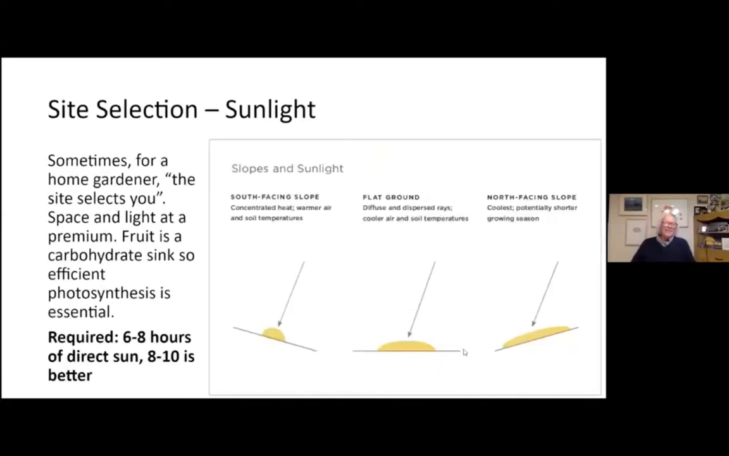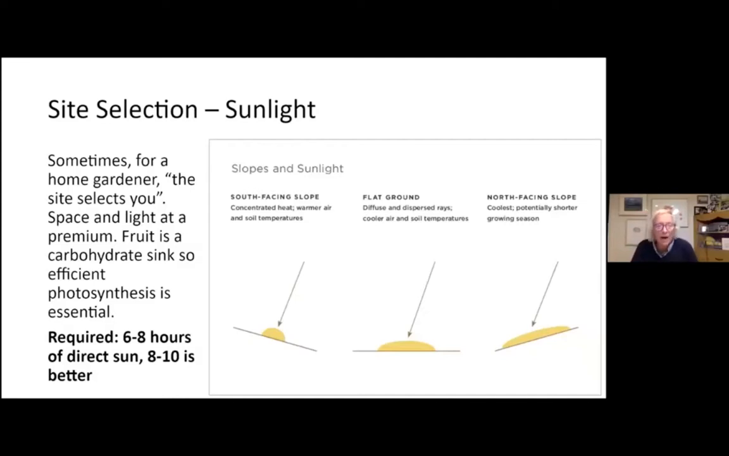Site selection. Site selection is, of course, critical. You have a bunch of factors you can consider, but I find a lot of times with a home grower, the home gardener, it's not so much you going out and looking for a site. You got what you got. So in a sense, you could say that the site selects you. But again, make sure you're out away from the house, other buildings, trees, so you have a good arc of sunlight, 6 to 8 hours, 8 to 10 hours like that.